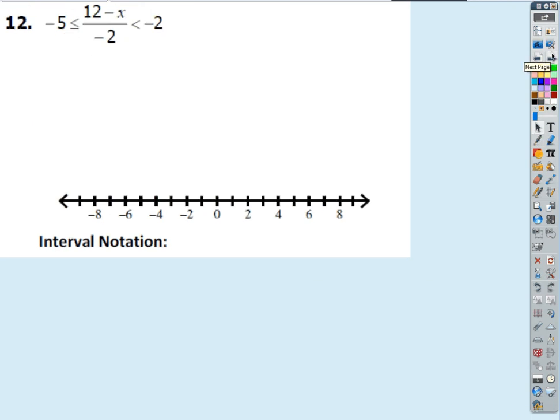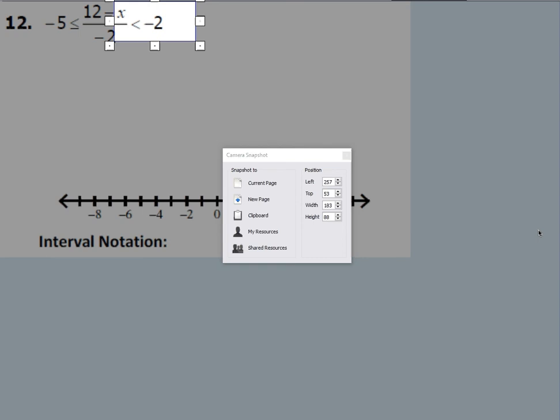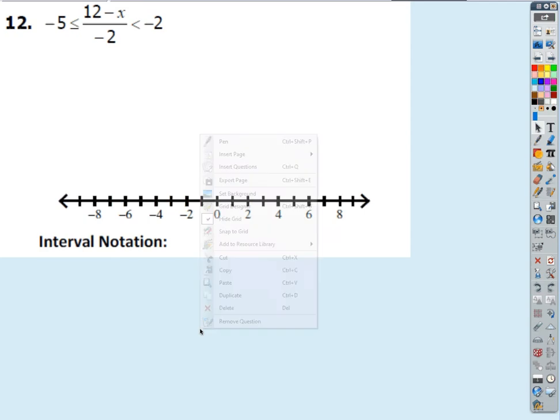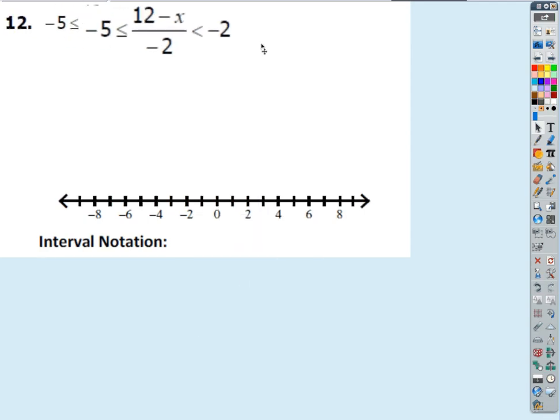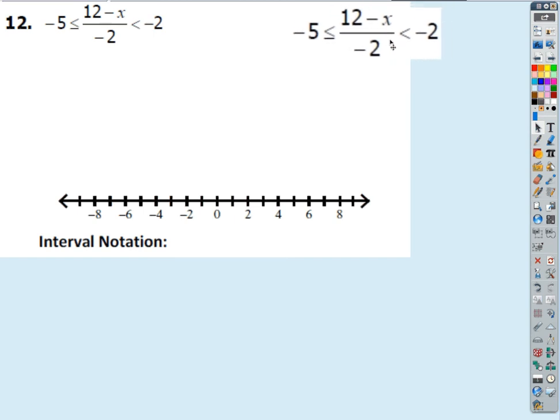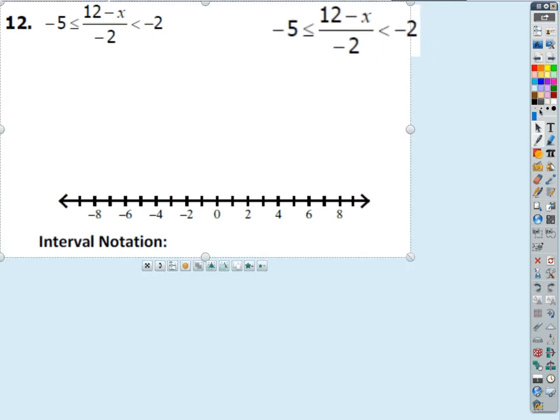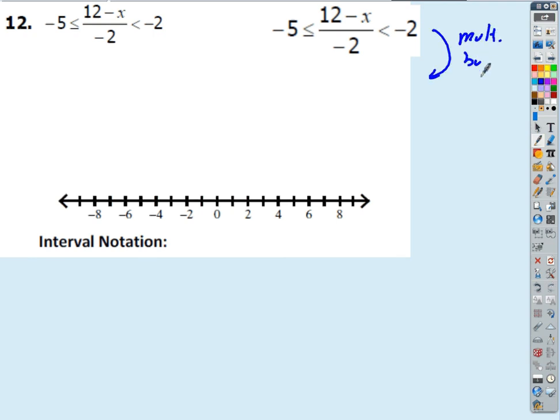What about this one? This is a little tricky, right? Good idea. Really good idea. Let's multiply everything through by -2 right away. I don't have a lot of room to show that, but I'm just going to do this. We're going to multiply everything by -2. Okay, by -2.